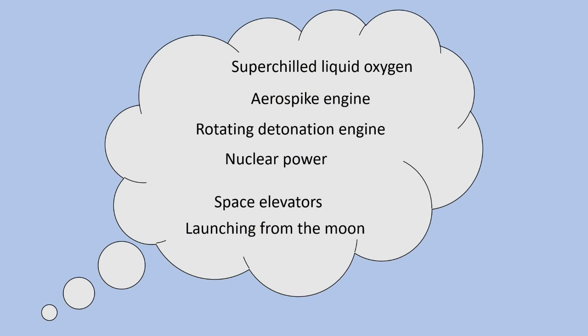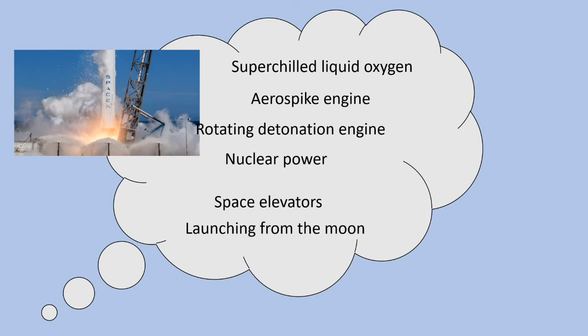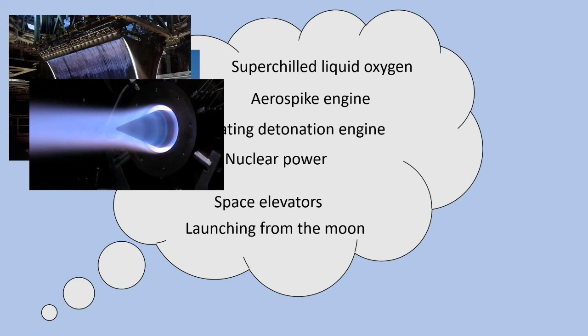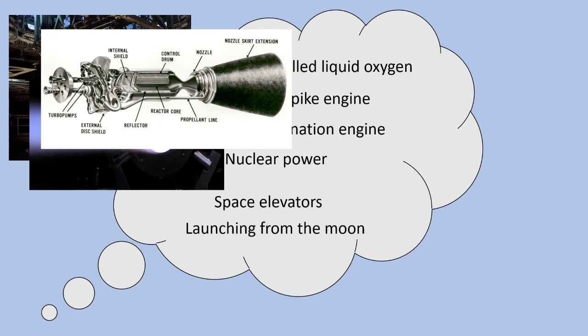Thankfully, there are many ideas being explored regarding making space travel more fuel efficient. For example, the company SpaceX superchills liquid oxygen to make their fuel denser. Aerospike engines are a possible alternative to the traditional bell shape that would enable single-stage-to-orbit rockets. Various facilities are working on development of rotating detonation engines which use a series of explosions to create thrust. There's also the possibility of using nuclear power, though that is regarded as dangerous.